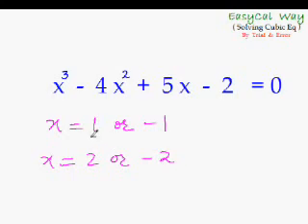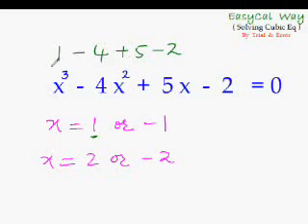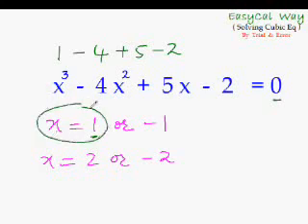So let's first check x equal to 1. 1 cube is 1. Minus 4 times 1 is minus 4 only. Plus 5 times 1 is plus 5. And this is minus 2. Now, minus 2 minus 4 is minus 6, and plus 5 plus 1 is plus 6. So, minus 6 plus 6 is 0. That means x equal to 1 is one of the roots.